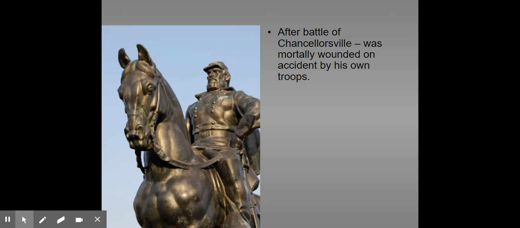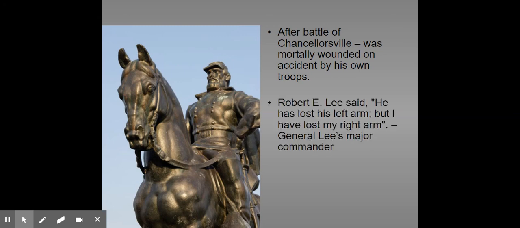Things look like they are going well, but then that pneumonia sets in, and Jackson will die in May of 1863. After he had his arm amputated, Robert E. Lee said he has lost his left arm, but I've lost my right. Okay, meaning the right hand is the dependable one. Jackson and Lee worked well together. Lee is saying, who can I find to replace Jackson? Okay, he's my right arm. I could always depend on him.